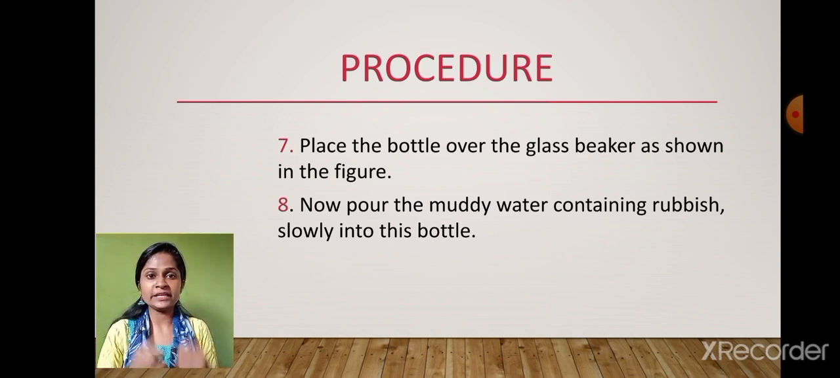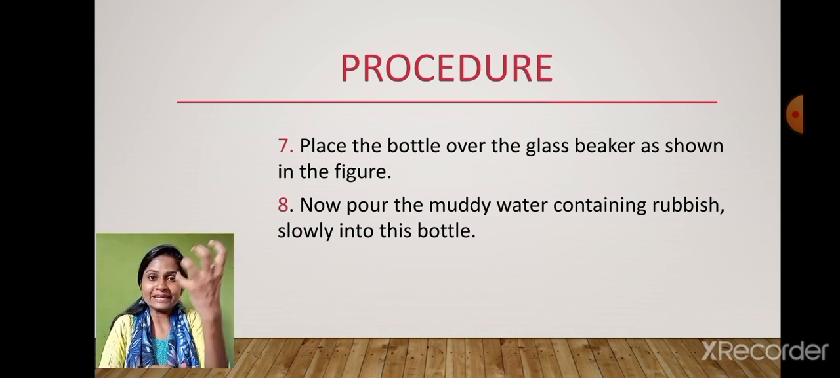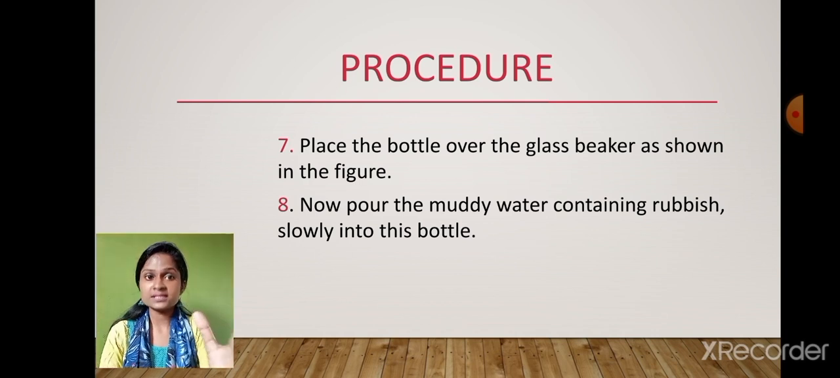Means if you have any impure water, you can pour it very slowly from the top part of the bottle, so that it will get purified inside the 3 layers of the soil, and whatever part you get will be received in the beaker downside. Okay, so this is how you have to do the procedure.